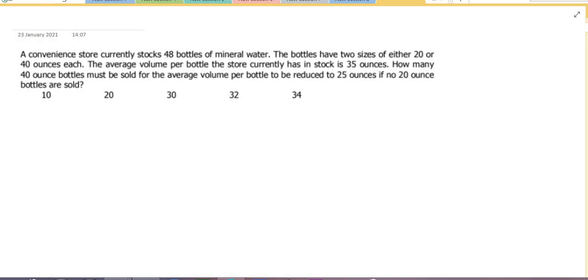So this question is, a convenience store currently stocks 48 bottles of mineral water. So there are a total of 48 bottles of mineral water. The bottles have two sizes, either 20 or 40 ounces each. Okay, so there are a total of 48 bottles.